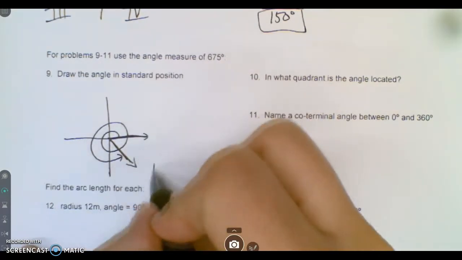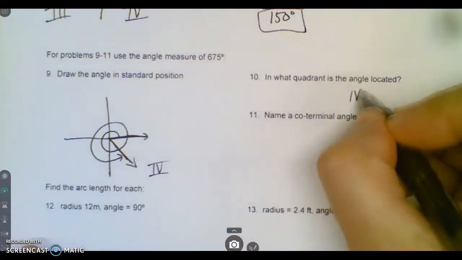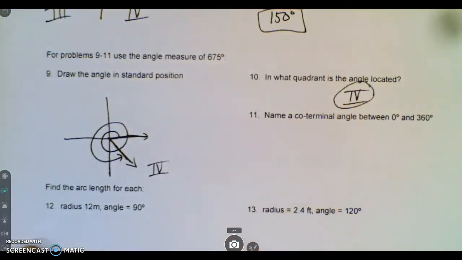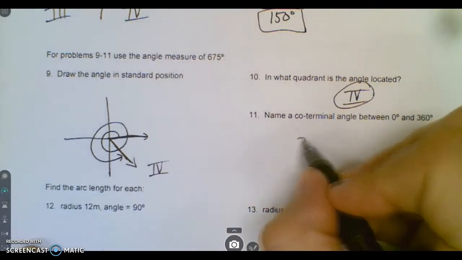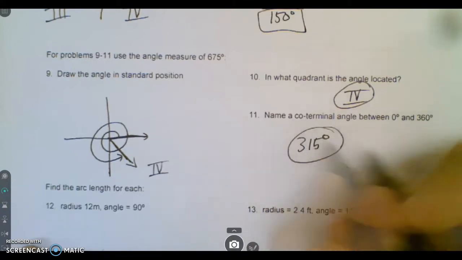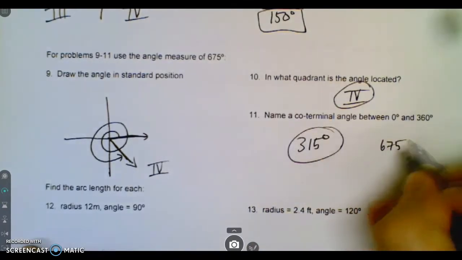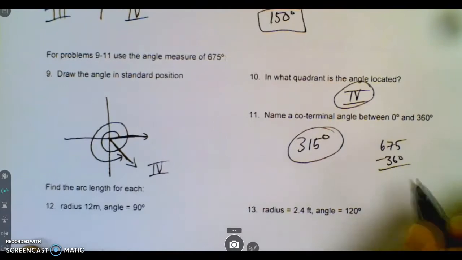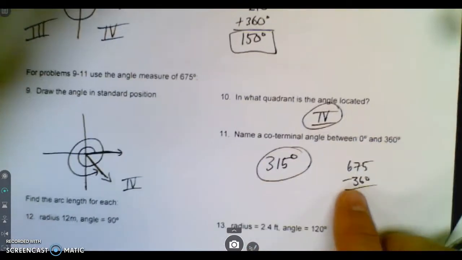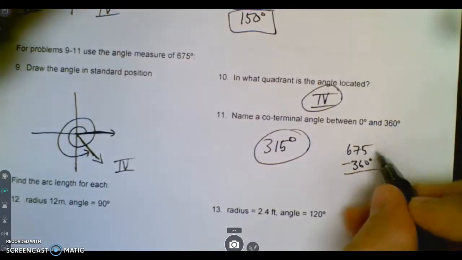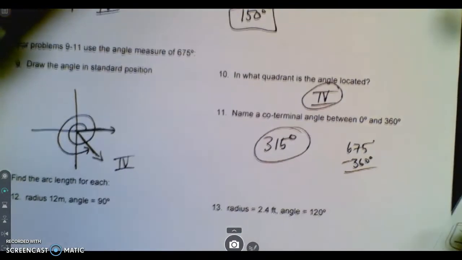Once again, this is quadrant 4. You can check up above for all the quadrant numbers there. And a coterminal angle, we just found one, 315, because that was 675 minus 360. So you can tell the previous problem we added 360, this problem we subtracted 360. Sometimes you have to subtract more than once.